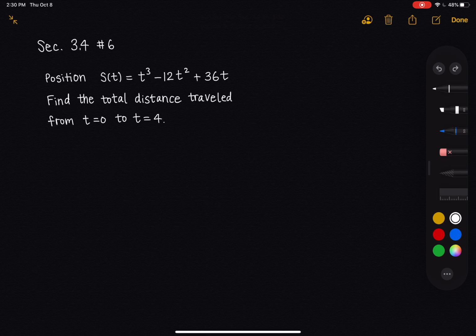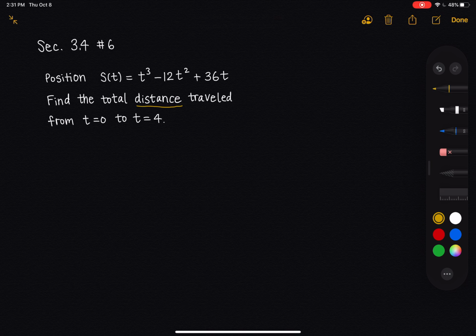Section 3.4, Derivatives as rates of change. Number 6. The position of a body moving along the s-axis is given by the function s of t equals t to the third power minus 12t squared plus 36t, where t is the time in seconds and s is the length in meters. We want to find the total distance traveled from time t equals 0 to t equals 4. So we need to understand what distance means.